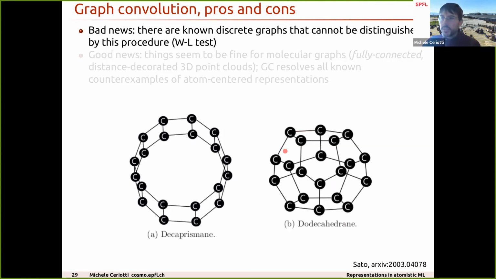And if you apply it to discrete graphs, it's very well known that there are graphs that are different, but they are indistinguishable by this Weisfeiler-Lehman test. But if you consider point clouds in three-dimensional space and you decorate the edges with the actual geometric distance, you add a geometric dimension to the graph theoretical problem. And as far as we know, thus far, nobody has been able to find molecular structures for which the distance decorated graph is the same.